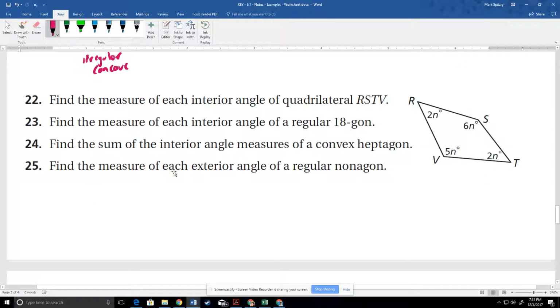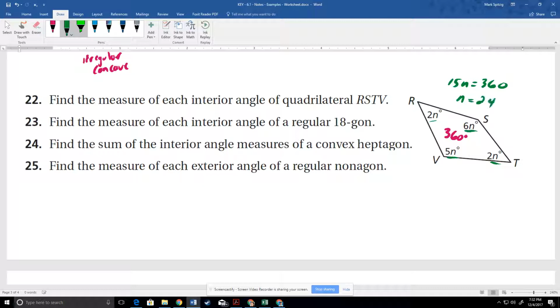All right, so find the measure of each interior angle of this quadrilateral. Okay, so hopefully we know that quadrilaterals add up to 360. If we don't, the old 180 times n minus 2 works all the time to find out what the interior angles add up to. But in this case, we have 2n plus 6n plus 2n plus 5n. So that'd be 15n equals 360. And 360 divided by 15 is 24, so n is 24.